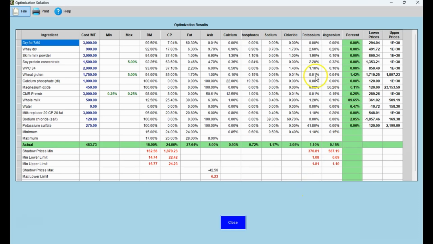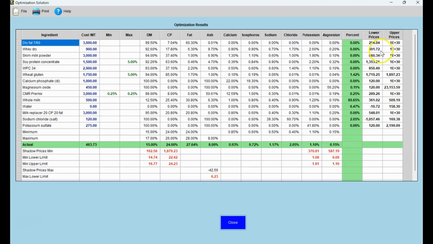Notably, none of the whey-based ingredients, skim milk powder, or the commercial milk replacer were used in this solution. The total formula cost is about $484 per metric ton. If we look at the shadow prices, we can see why some ingredients are excluded. For example, whey would need to be priced about $500 per metric ton to enter the formula, compared to its current price of roughly $900 per ton.